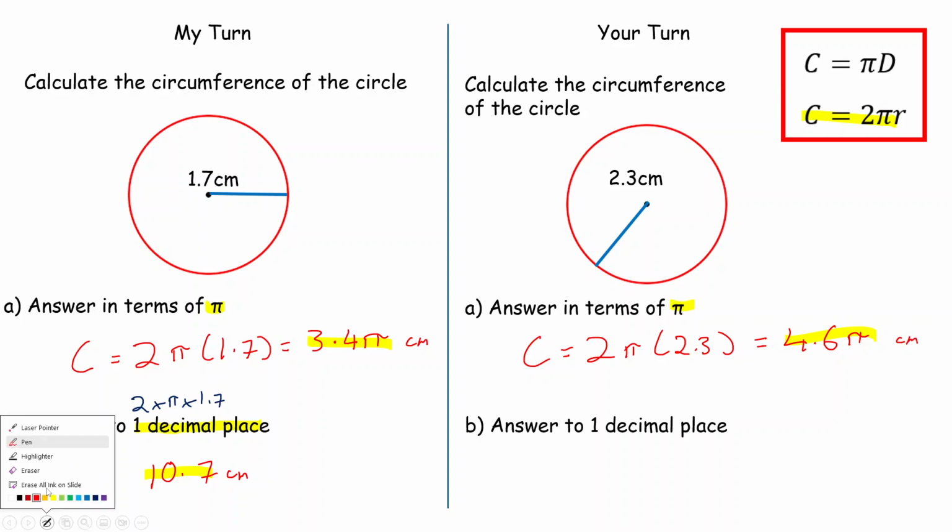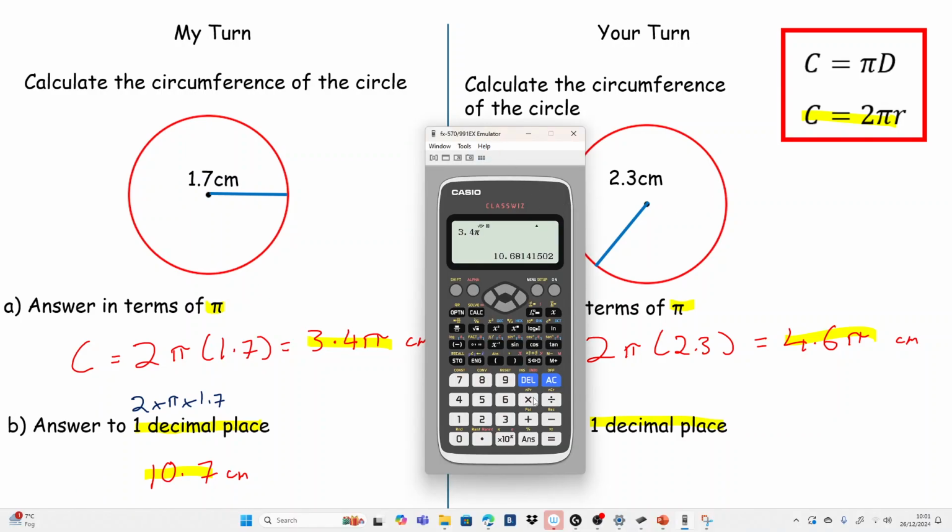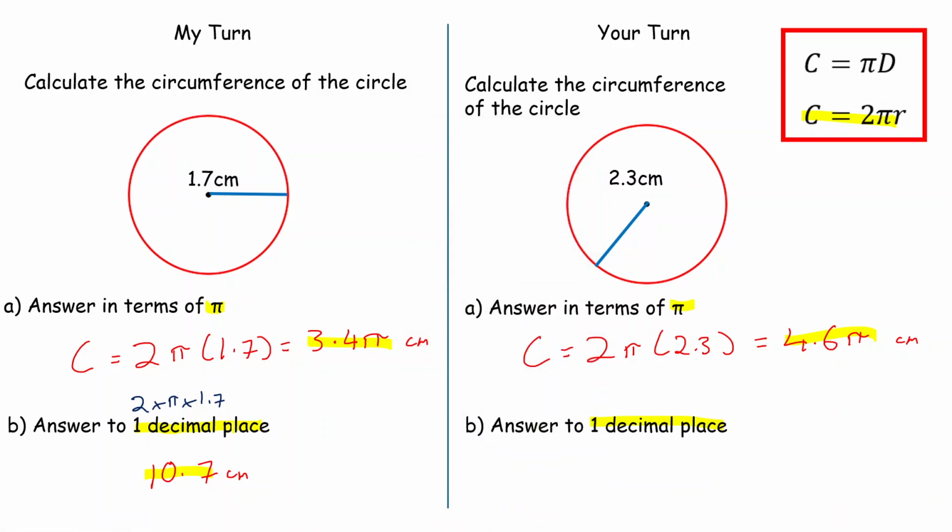Now part B, to 1 dp, you just put it into your calculator again. So let's get the Casio out, and then go 4.6 shift pi. There we go. 4.6 as a fraction is 23 over 5, which as a decimal to 1 dp, that 4 is going to go up to a 5, so 14.5 centimeters. And let's do that in pen. 14.5 centimeters. And that is it.